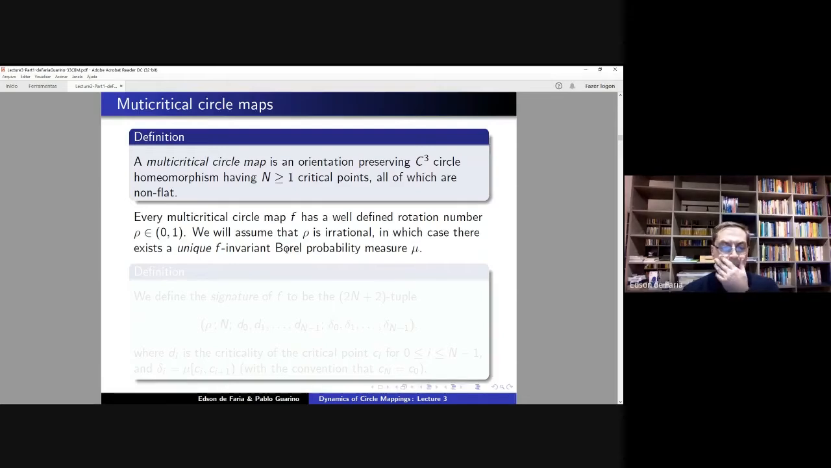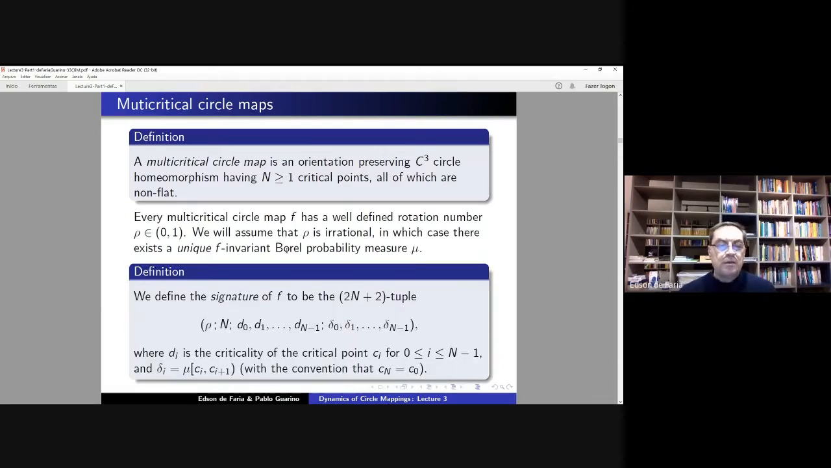Okay, and because these maps are assumed to be without periodic points, we saw already that they are always uniquely ergodic, and so they have a unique F-invariant Borel probability measure, which I call mu. So this allows us to define something that we call the signature of the map. So what is the signature? The signature is a collection of data that characterize the map in ways that will be clear later.